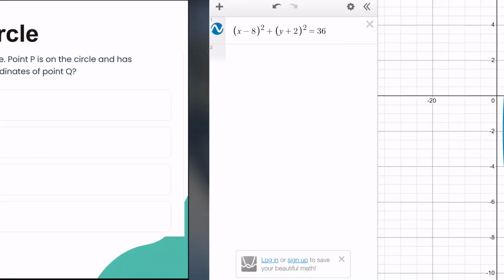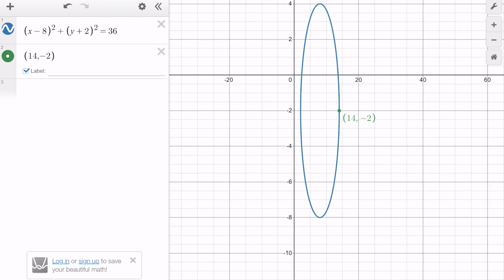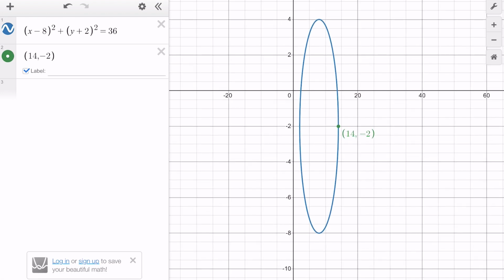Okay, so we have our circle here, and what it tells us is that point P has coordinates of 14, -2. So I can actually just put in these coordinates, just so I can visualize where this is on my graph. So 14, -2, and I'm going to press label, and we can see exactly that 14, -2 looks like it's kind of in the center here. So I can just visually try to trace up from here and see what looks like the opposite side of this graph. And visually it looks like here.